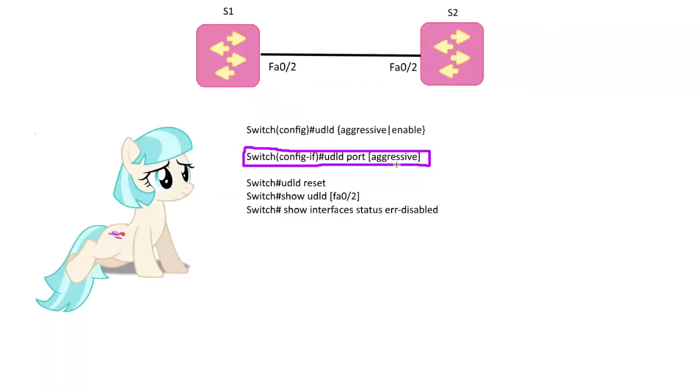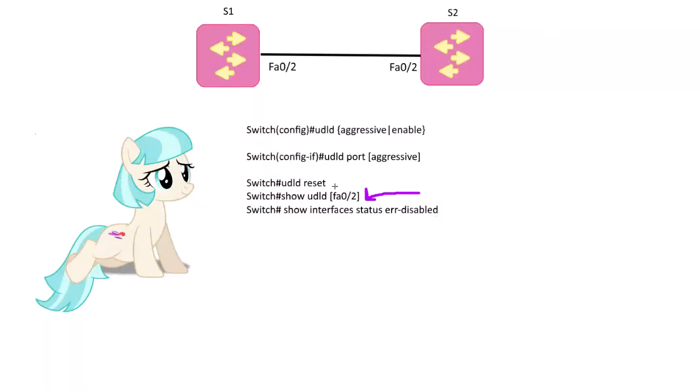There are some show commands that are helpful. There's show UDLD, and then you can specify the port. And also there's the handy show interfaces status err-disabled. It'll show other types of error-disabled ports as well, like port security that went down or whatever. But it'll also show UDLD.